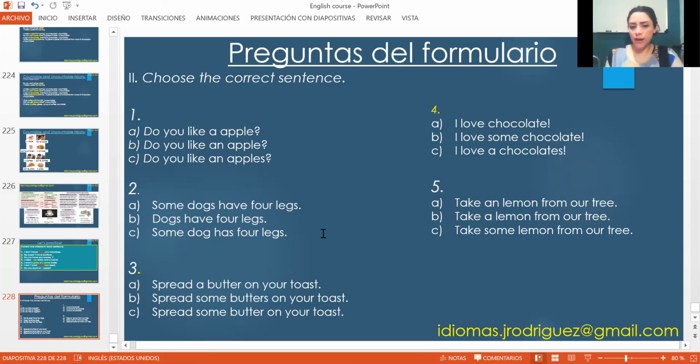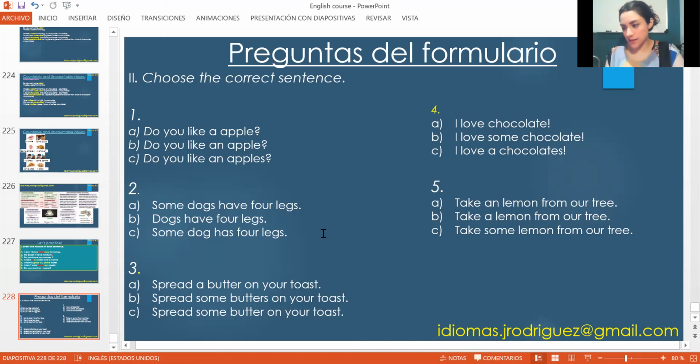So, what would be the correct? Spread a butter on your toast. Spread some butters on your toast. Or spread some butter on your toast. Next, number 4. I love chocolate. The sentence is, me encanta el chocolate. What is the correct one? I love chocolate. I love some chocolate, or I love a chocolate. Plural.